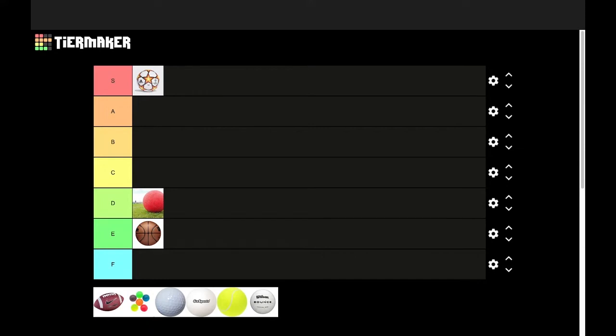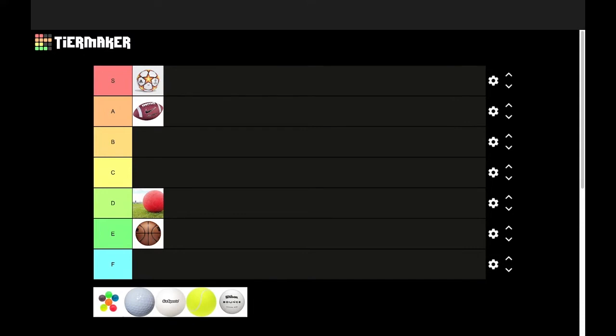I feel like it should be on A tier because if you look at the difference in mass from the football and the soccer ball, it's only 0.03 kilograms, which isn't much.